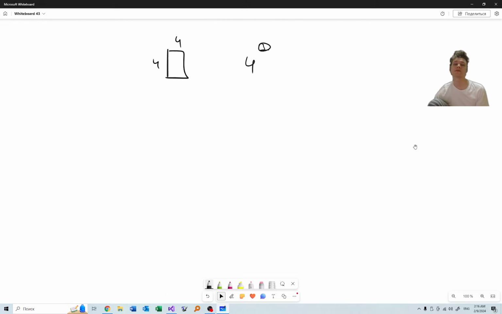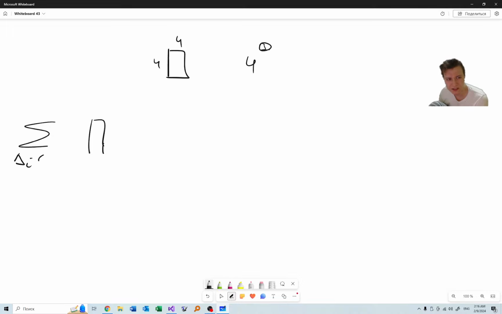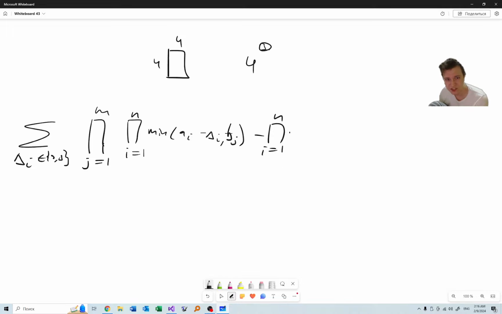Okay, let's work it out again. So I have product. First of all, I have sum over all delta i's from 0 to 1. Then I have product from j equals 1 to m. Then I have product from i equals 1 to n of minimum of a_i minus delta_i and b_j, minus product from i equals 1 to n of minimum of a_i minus delta_i and b_j minus 1.